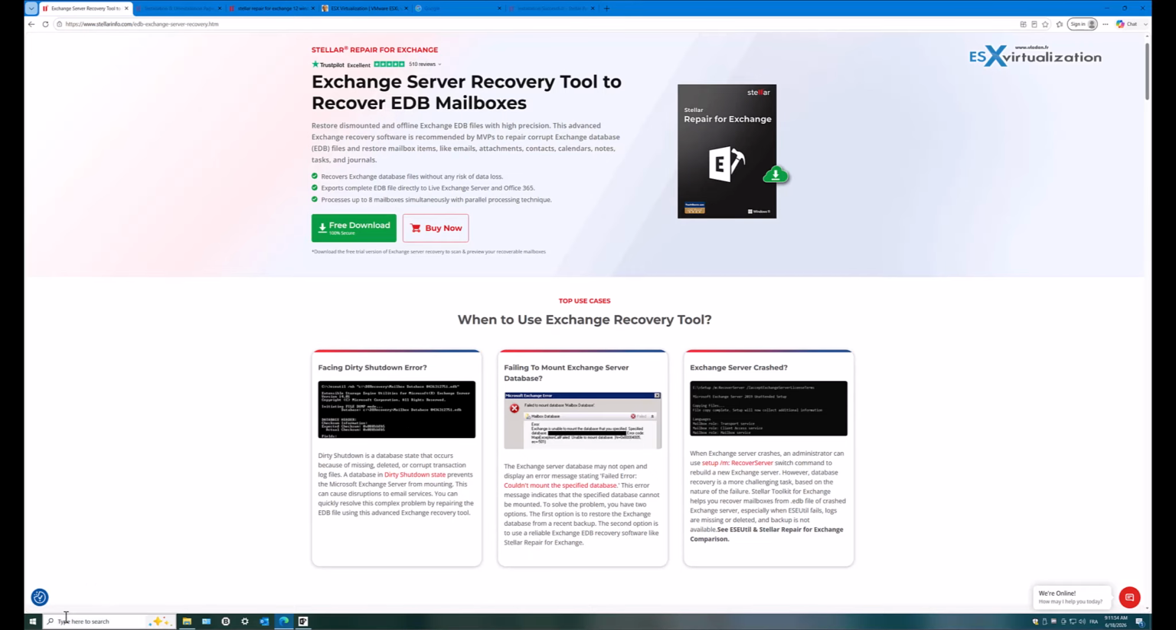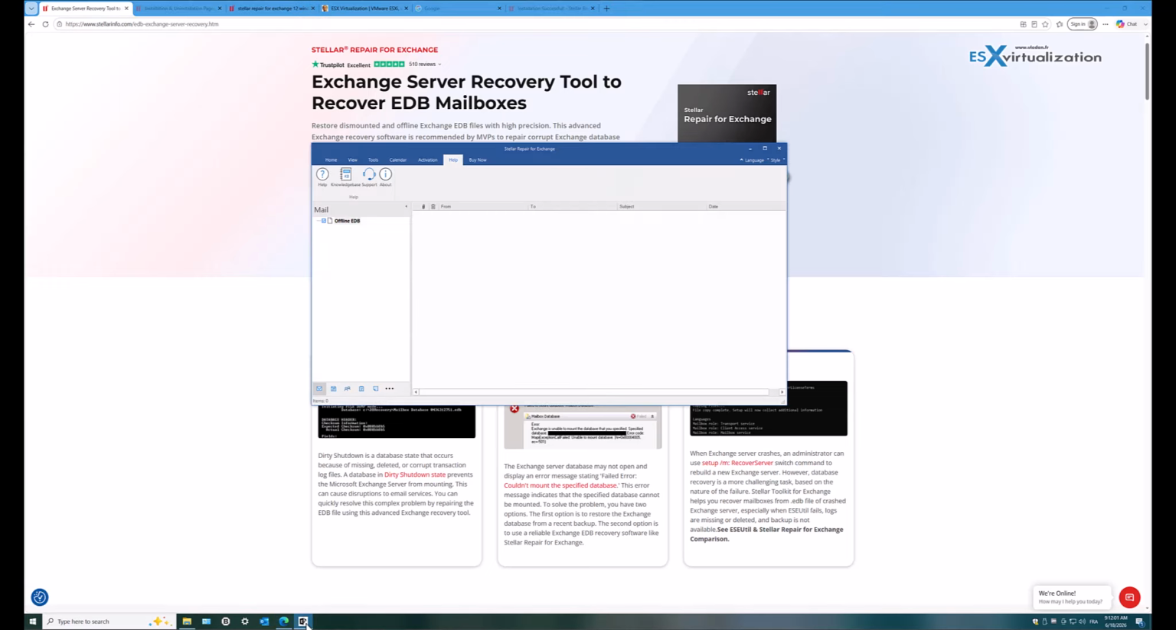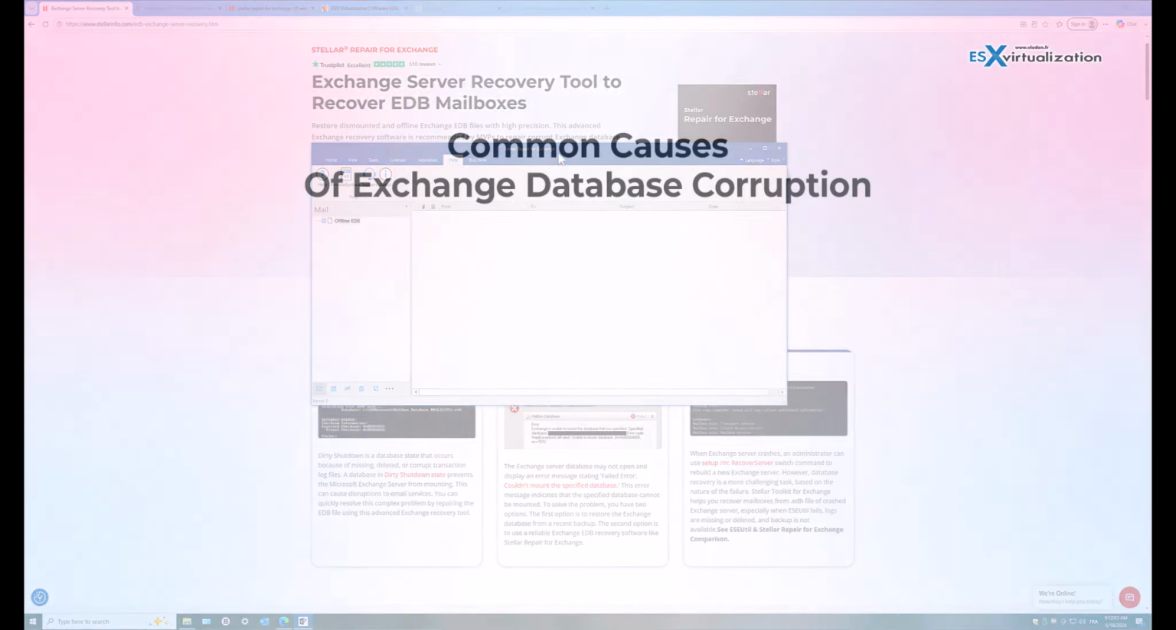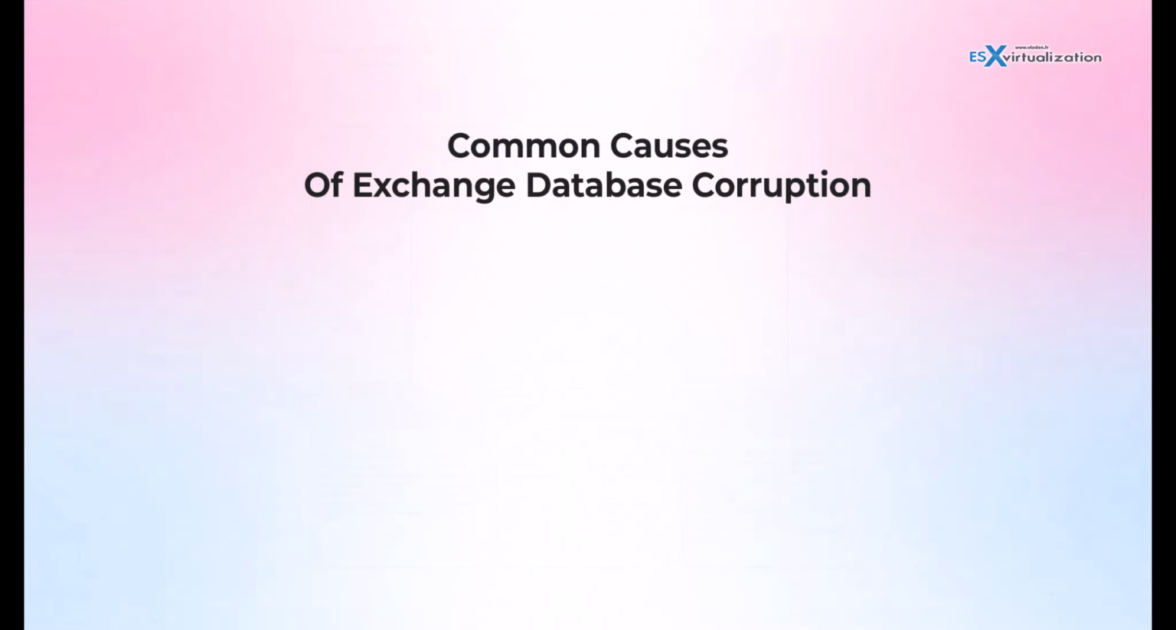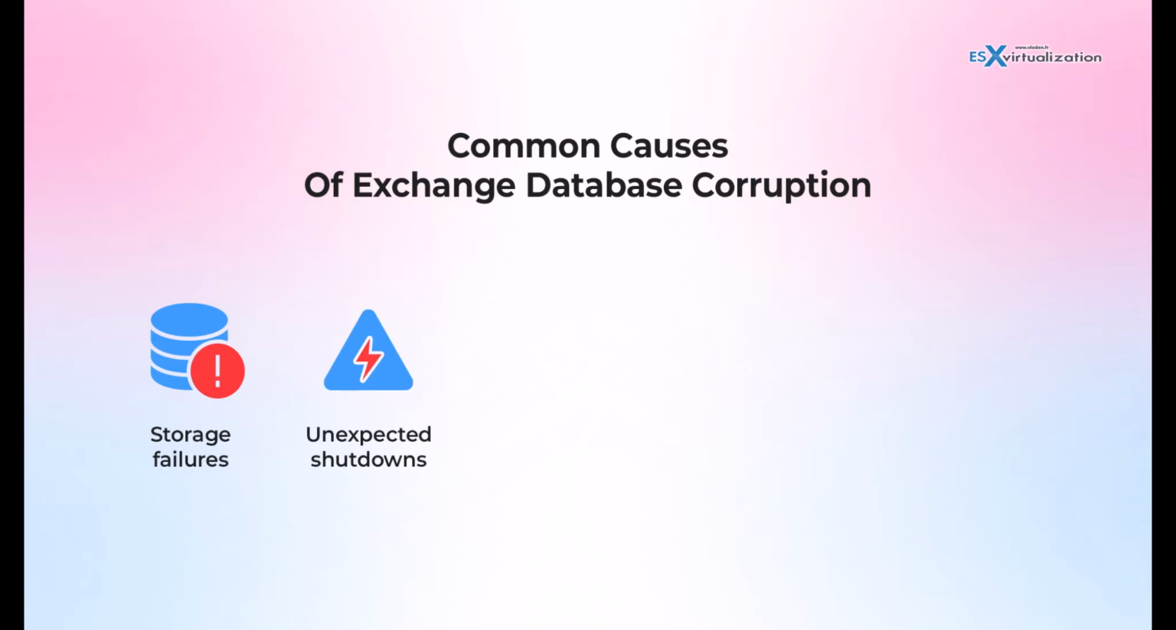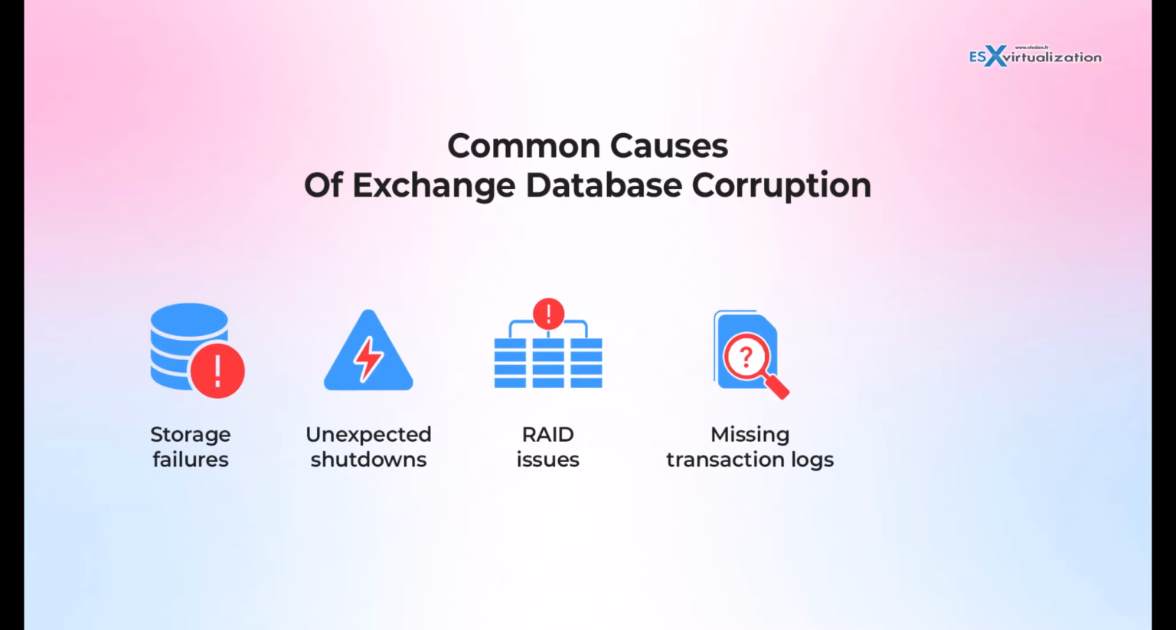So we have an Exchange database. We have the EDB file, which is corrupted, and the Exchange server cannot mount it. Looking at the database state, we can see the typical symptoms administrators encounter after storage failure, unexpected shutdowns, RAID issues, missing transaction logs, or database corruption.